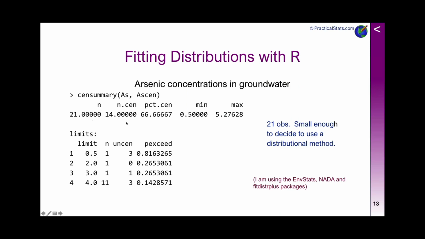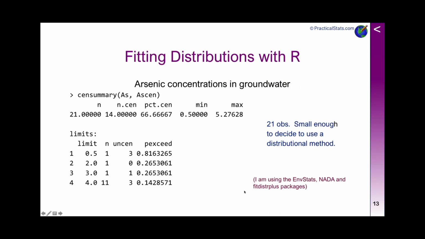Of those 21, two-thirds of them, 67%, are censored below one of 4 detection limits. So 14 of the 21 are censored. And here are the 4 detection limits: there's only one less than 0.5, a less than 2, a less than 3, and then 11 less than 4s. And our maximum is just up a little above 5, so that highest detection limit covers a lot of the range of the data. So there's still not a huge amount of information in this, and it'd be a good thing to fit a distribution to it.